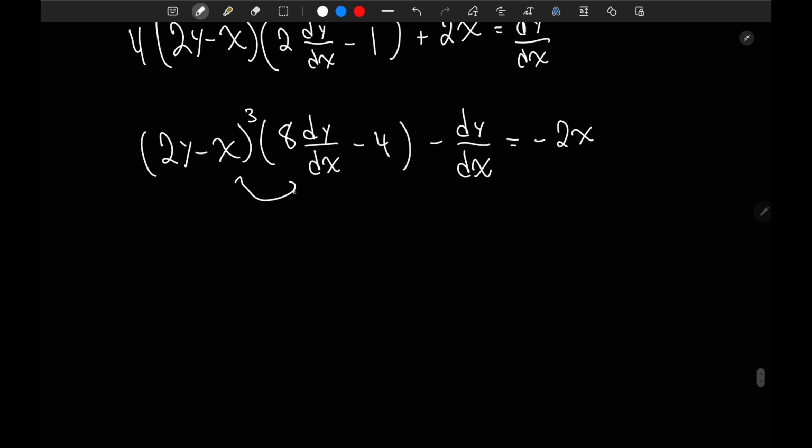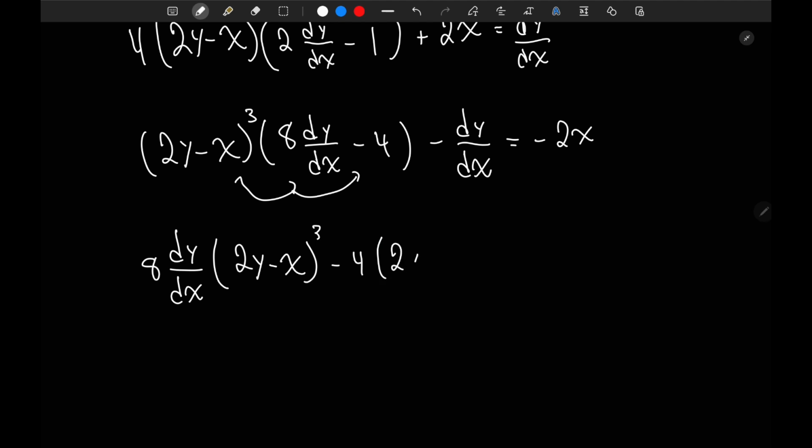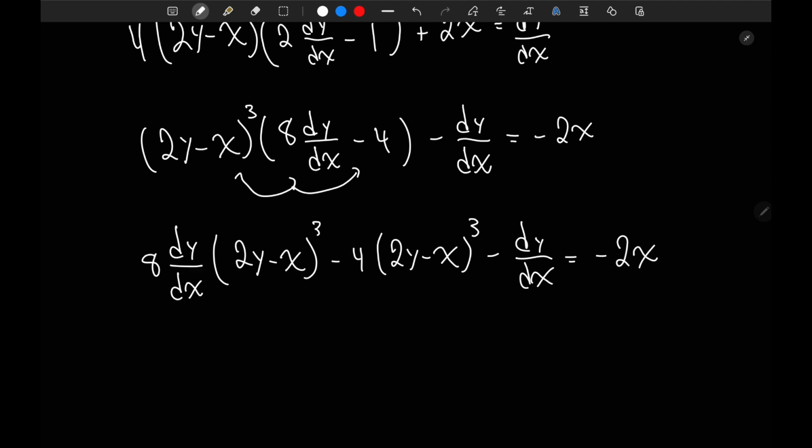And now we're going to have to FOIL this in, so we will have 8 dy/dx multiplied by (2y minus x cubed). Then we FOIL this over to the 4 minus 4(2y minus x cubed), minus dy/dx is equal to minus 2x.